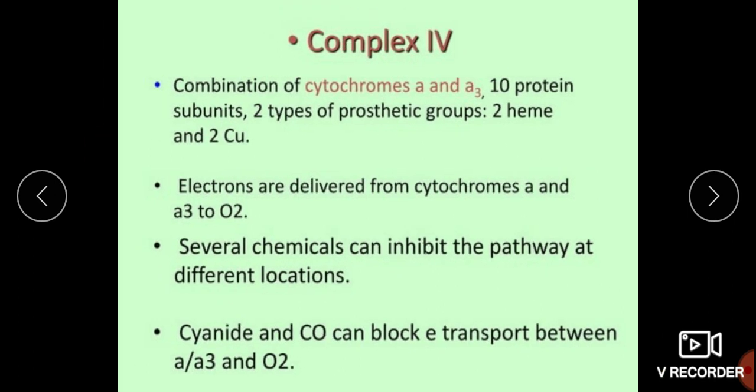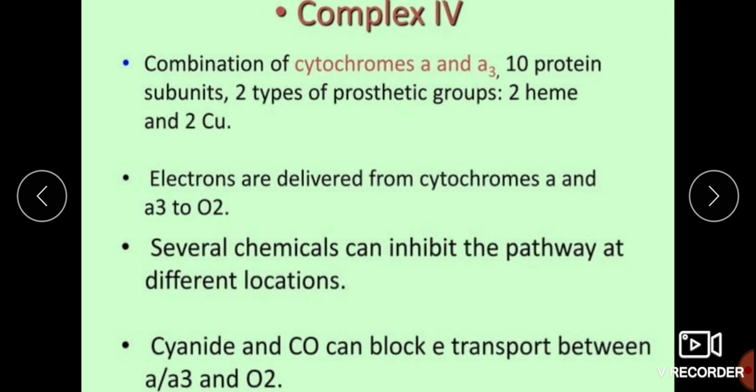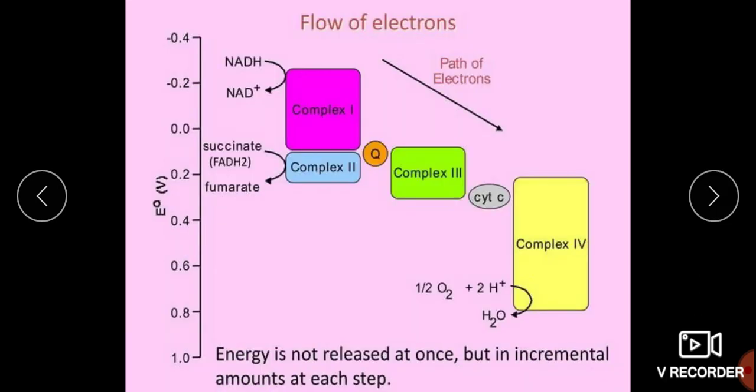Several chemicals can inhibit this pathway. Majorly, cyanide and carbon monoxide can block electron transport between cytochrome A or cytochrome A3 to molecular oxygen. So cyanide, because of this inhibition of the ETC, is poisonous. Also carbon monoxide is poisonous because it inhibits electron transport through the ETC at complex 4. This is about the flow of electrons.